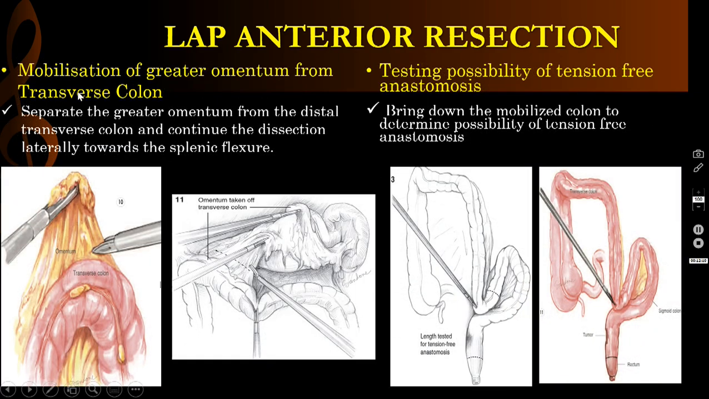The next step is mobilization of the greater omentum from the transverse colon. Separate the greater omentum from the distal transverse colon and continue the dissection laterally towards the splenic flexure. Starting from here, you have to go up to the splenic flexure. You have to divide this greater omentum closer to the transverse colon. You have to divide here because you have to remove the omentum also, because this is a cancer, so you have to divide this one as well.